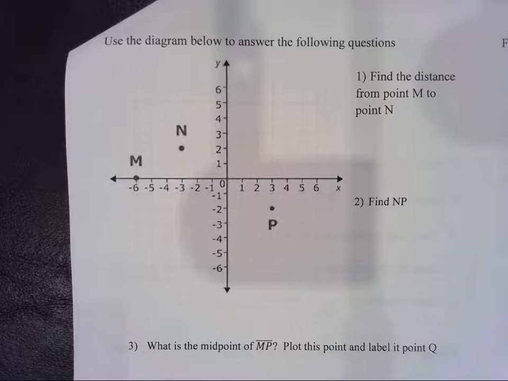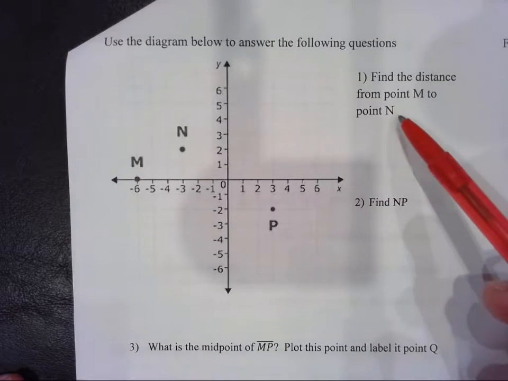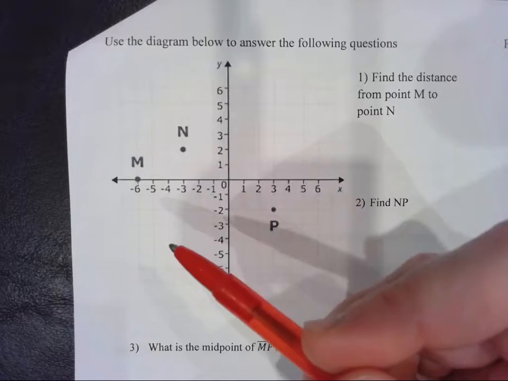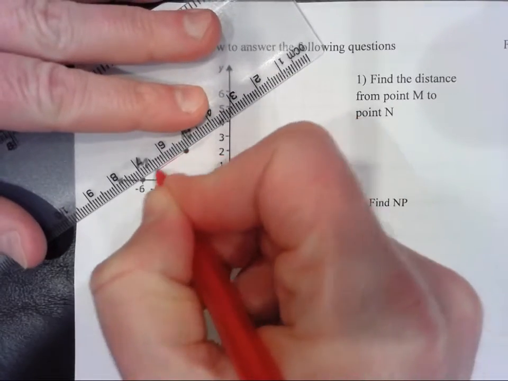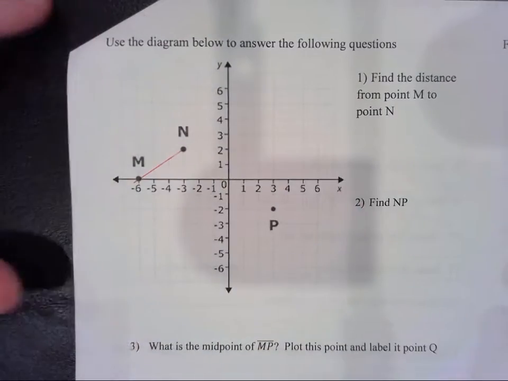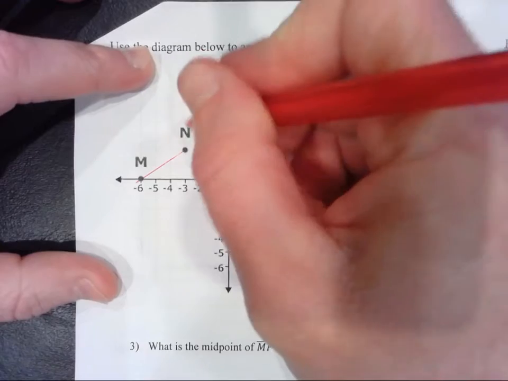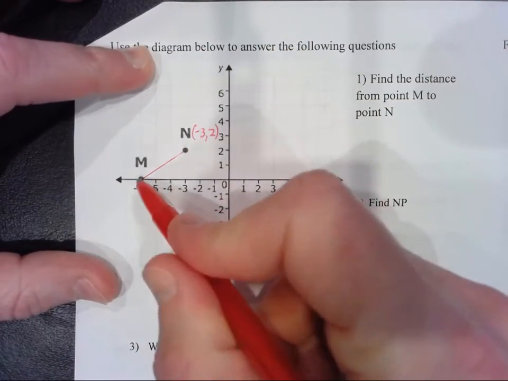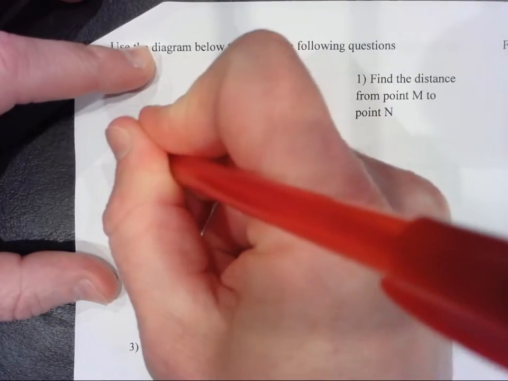So, use the diagram below to answer the following questions. Find the distance from point M to point N. From M to N. And so I'm trying to find out how long this segment is. N has coordinates -3, +2. M has the coordinates -6, 0.